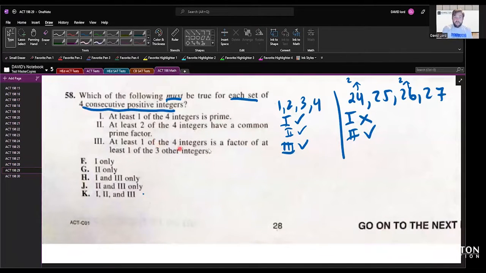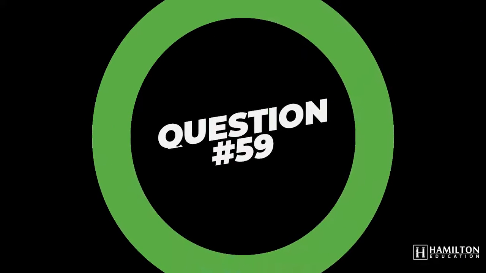And 3: at least one of the 4 integers is a factor of at least one of the other integers. 24 does not go into any of the numbers, neither is 25, neither is 26, neither is 27. So the answer is indeed only G, and you may have just gotten tricked up on that one depending what numbers you picked. Question number 59.